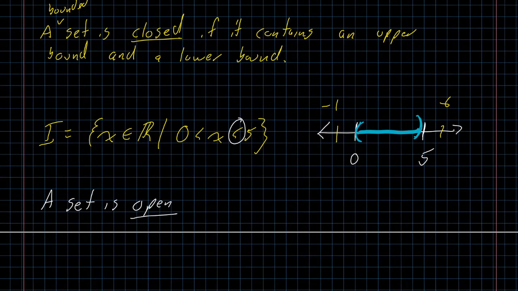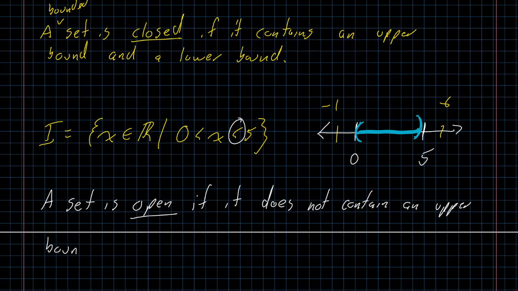A set of real numbers is open if it does not contain an upper bound or a lower bound. This particular set is open, but I could modify it pretty easily to change that.